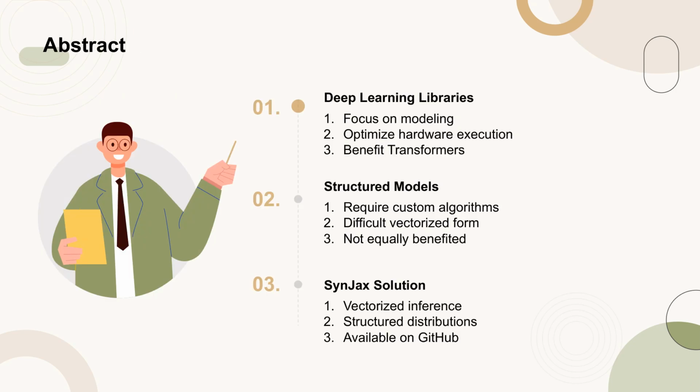The abstract highlights the role of deep learning libraries in advancing the field by optimizing execution for hardware accelerators, allowing users to focus on modeling. However, this has primarily benefited models like transformers, which map easily to vectorized computation. In contrast, models that account for structured objects, such as trees and segmentations, have not seen the same benefits due to the need for custom algorithms that are challenging to implement in a vectorized form.